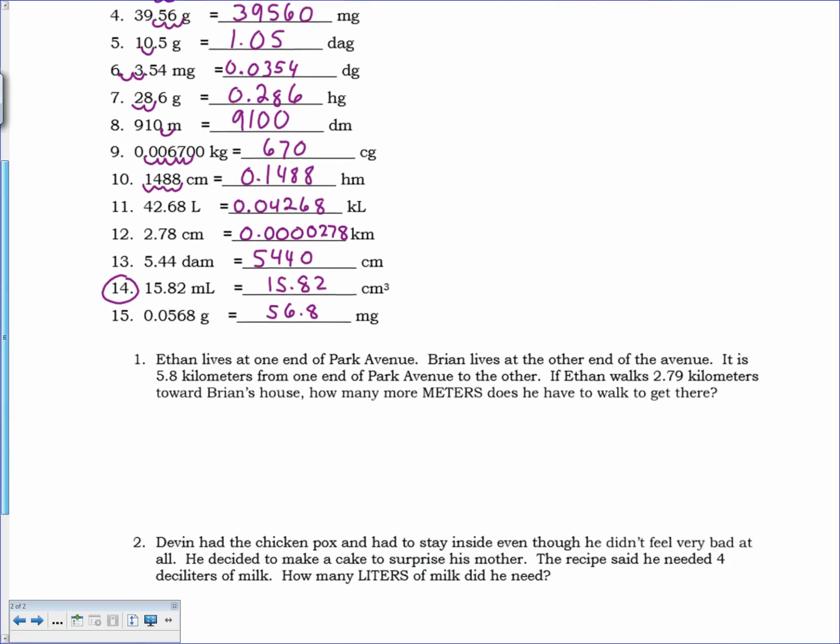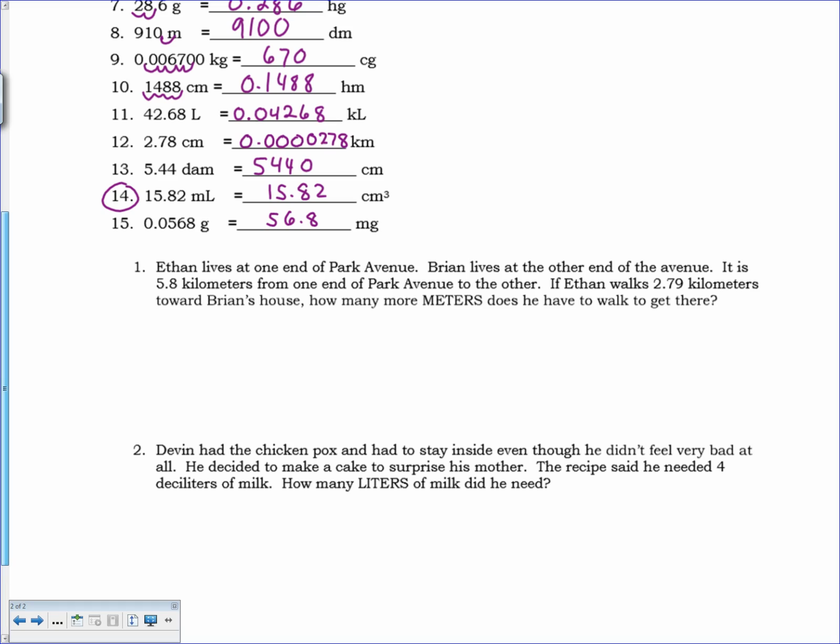All right, scrolling down to these problems here at the bottom. It says Ethan lives at one end of Park Avenue. Brian lives at the other end of the avenue. It is 5.8 kilometers from the end of Park Avenue to the other. If Ethan walks 2.79 kilometers toward Brian's house, how many more meters does he have to walk to get there? And so something key to understand here is it's asking how many more meters does he have to walk, meaning what we're going to do is see how far he's walked already. And see what the total distance is and see how much more he would have to walk.